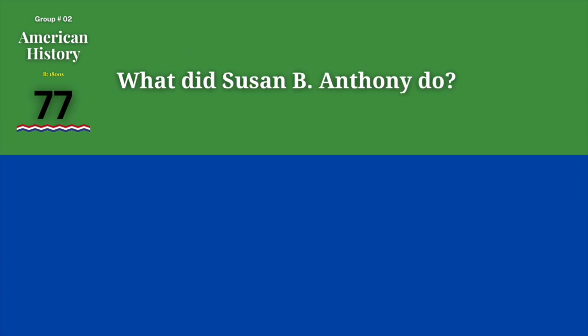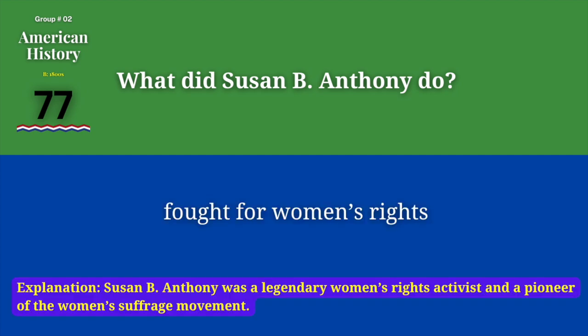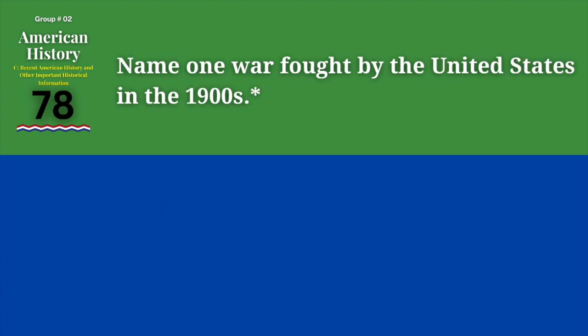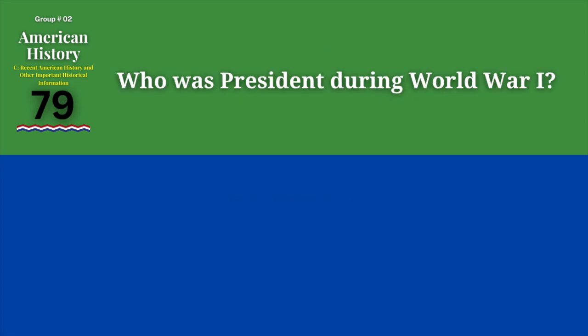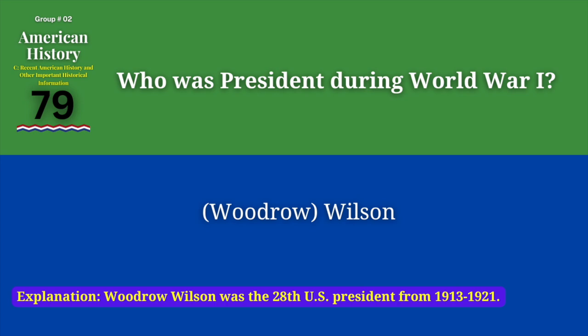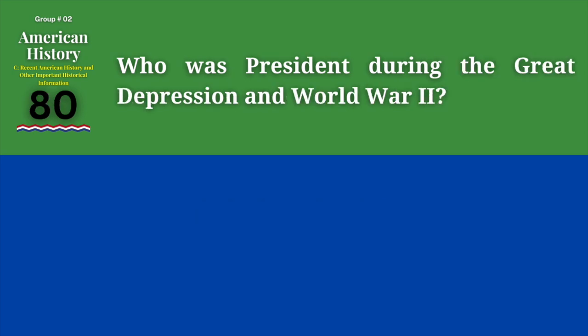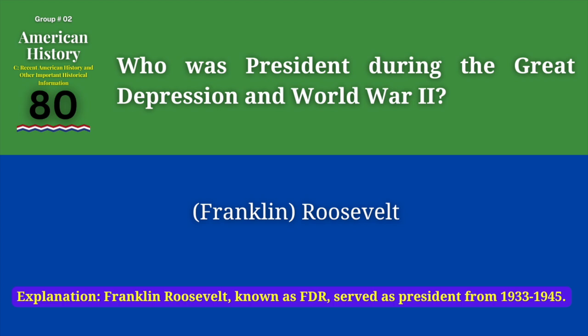What did Susan B. Anthony do? Fought for women's rights. Name one war fought by the United States in the 1900s. World War I. Who was president during World War I? Woodrow Wilson. Who was president during the Great Depression and World War II? Franklin Roosevelt.